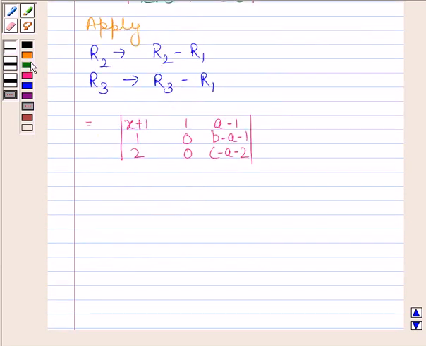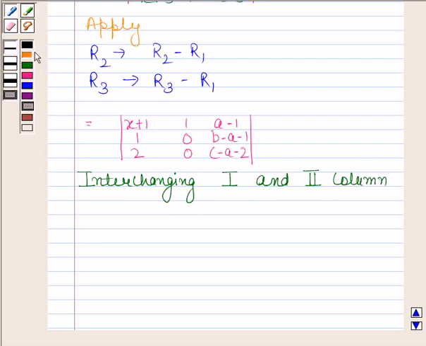We learned the theorem that says that if two rows or columns of a determinant are interchanged, then the sign of the determinant is changed. So by interchanging the first and second column of this determinant, we get minus the determinant of 1 0 0, x plus 1 1 2, a minus 1, b minus a minus 1, c minus a minus 2.